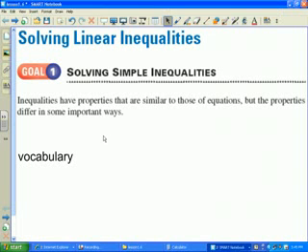Section 1.6, Solving Linear Inequalities. So the first part of the section talks about simple inequalities. Again, throughout the section there are highlighted terms. Those are vocabulary terms that you do need to know the meaning of. They will be used in class. They will be used in directions to homework, quizzes, and tests.